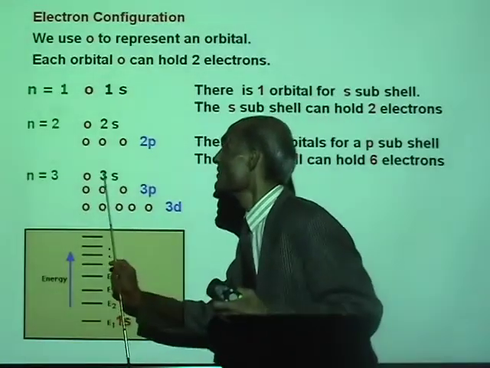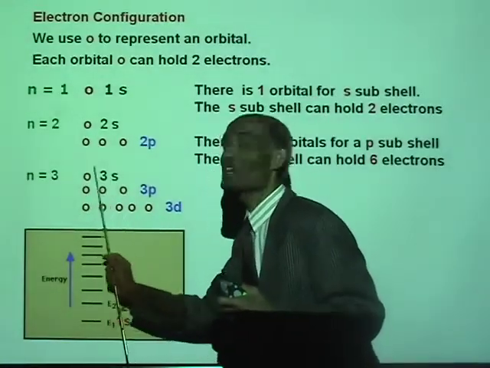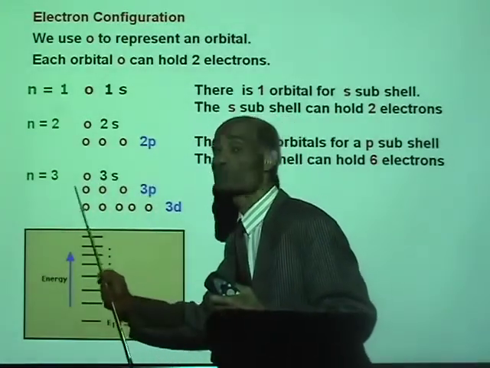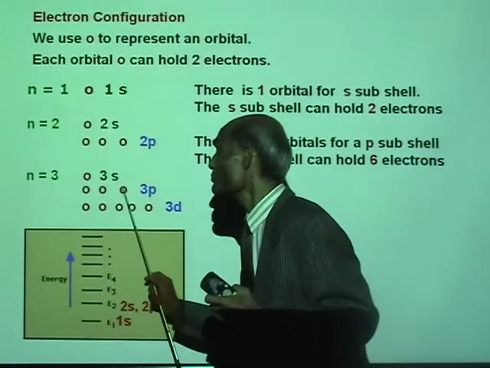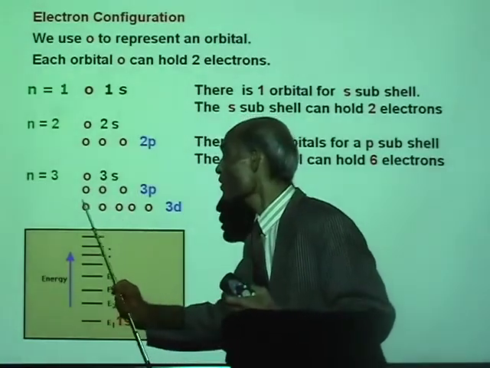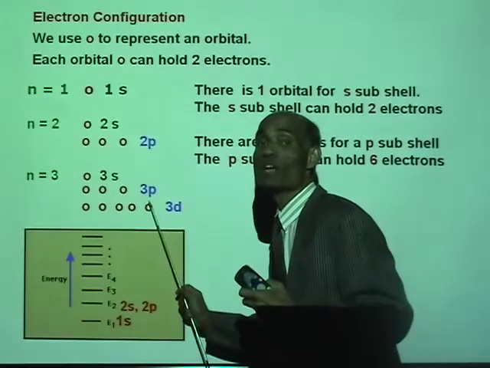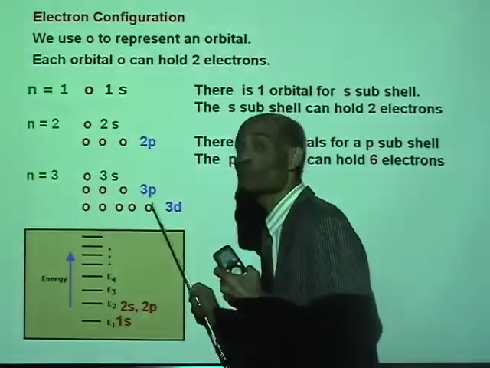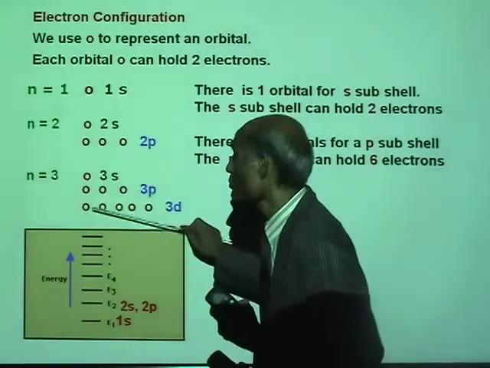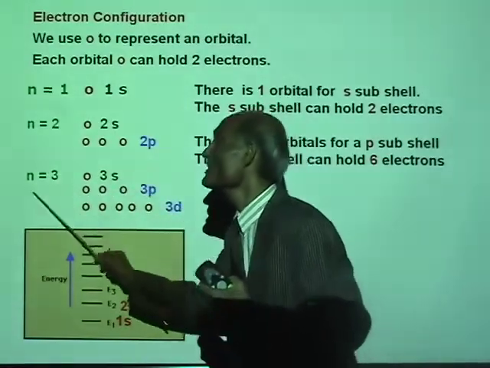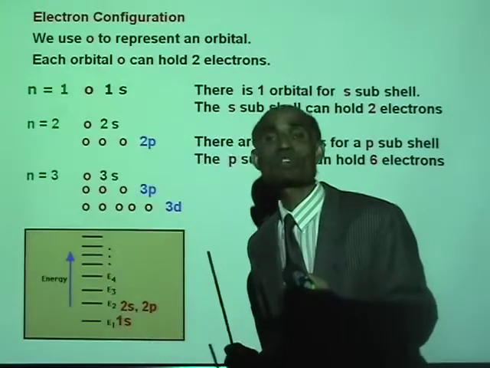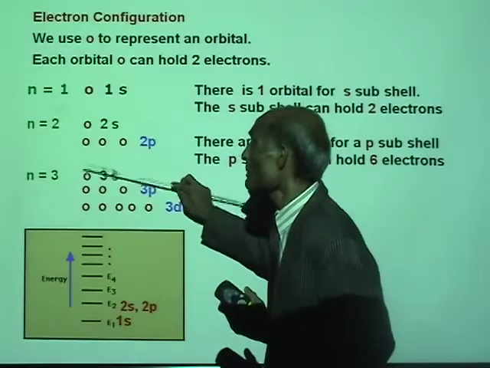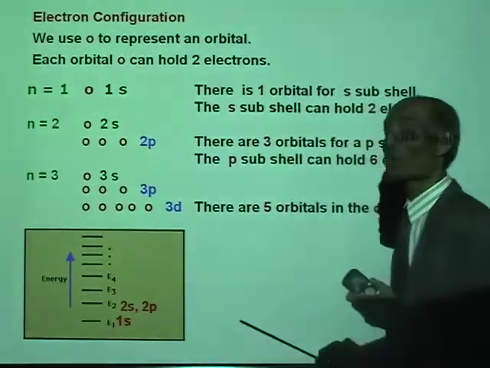You can see there are 2 electrons in the S subshell. And how many electrons in the P subshells? 3 times 2, 6. And how many electrons in the D subshell? Each orbital can have 2 electrons. So 5 times 2, 10. What is the total number of electrons in the energy level corresponding to n equal to 3? There will be 10 plus 6 plus 2, 18 electrons.